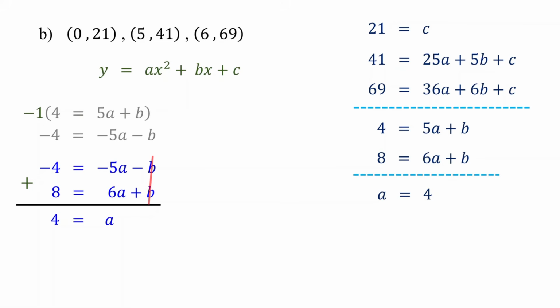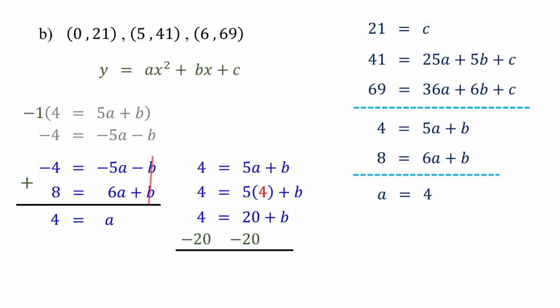Next, find the value of b by substituting a with 4 into one of the 2 equations. Let's substitute it into the first equation. 5 times 4 is 20. Then, if you subtract 20 from both sides, you find that b equals -16. From the first equation, we have c equals 21, right?